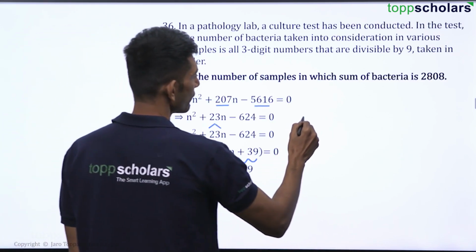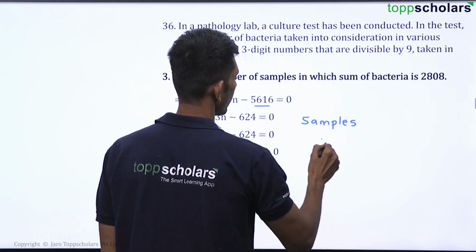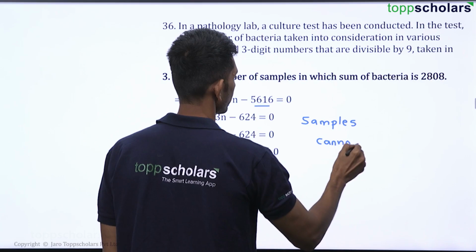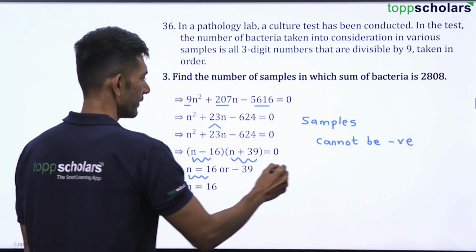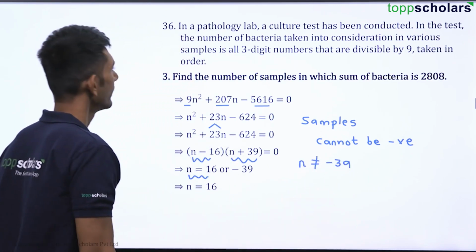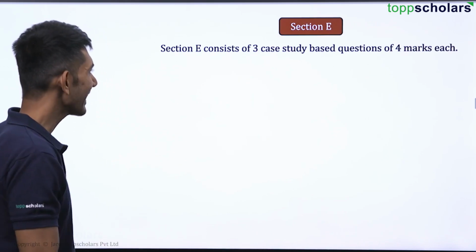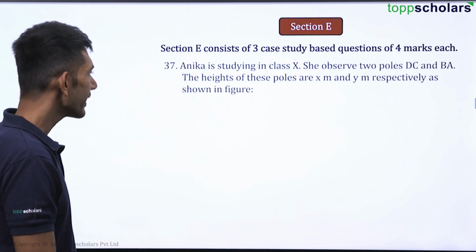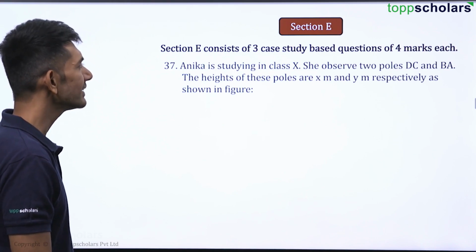As samples cannot be negative. So n can never be equal to minus 39. So we have solved this first case study question. Let us see the second case study question. So it says Anika is studying in class 10 and she observes two poles DC and BA.